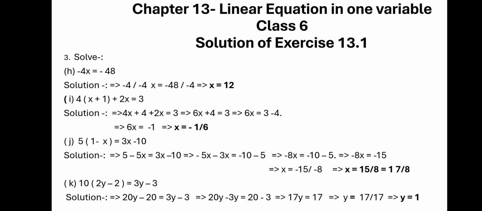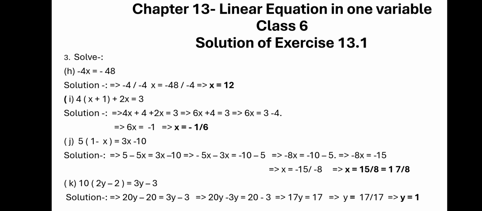So we are now solving the bracket first. 10 into 2y is 20y, minus 10 into 2 is 20, is equal to 3y minus 3, and that implies 20y minus 3y, because we are bringing 3y to the left hand side, all the variables on one side and all the constants on the other side.